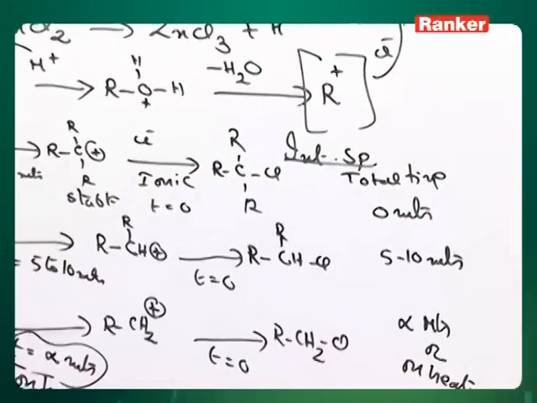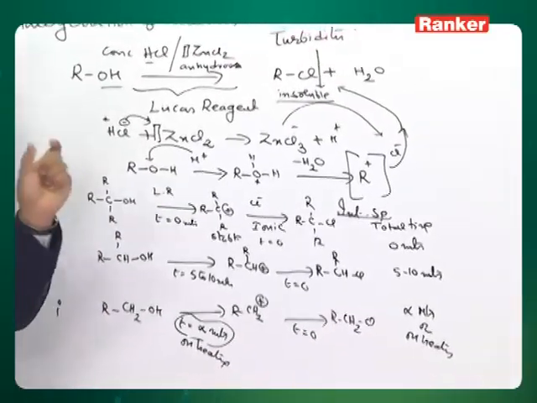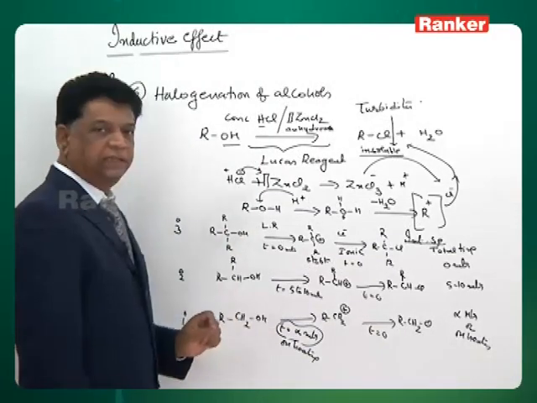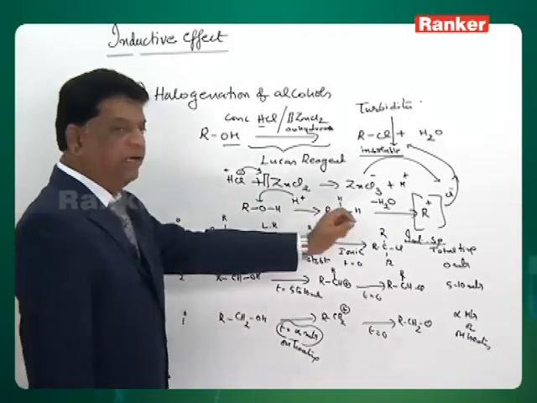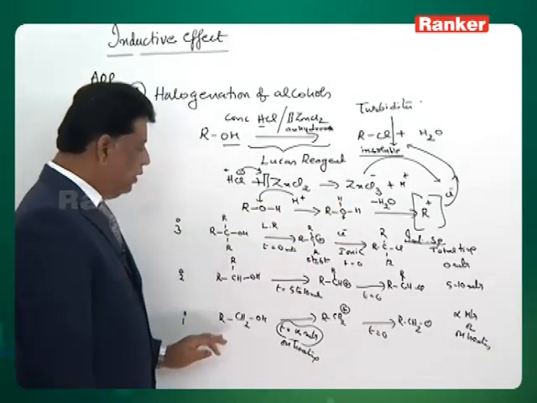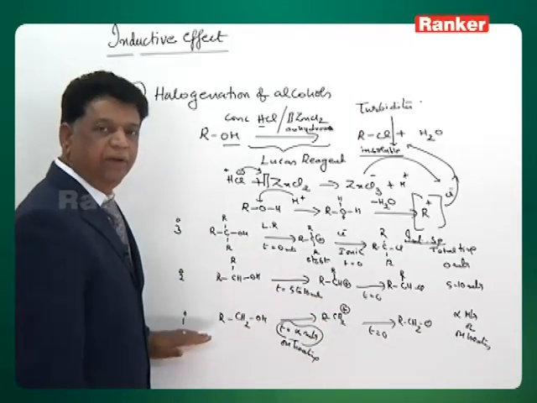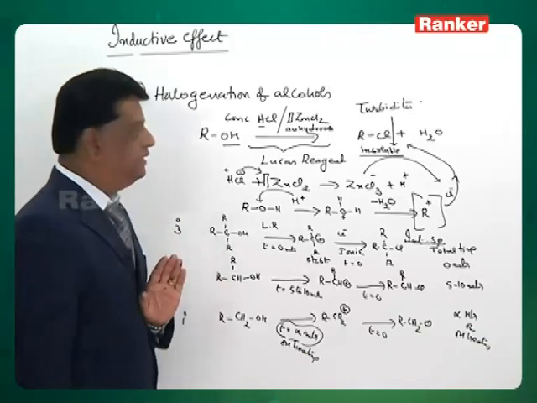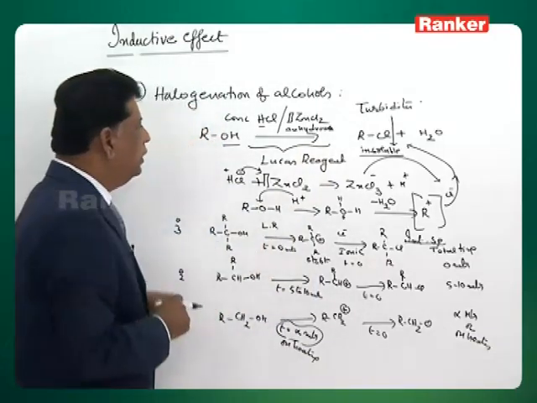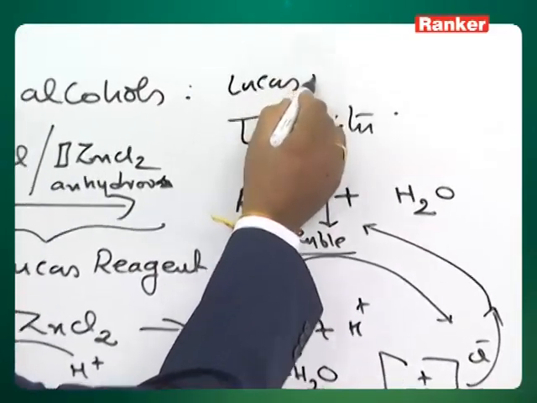Now, beautifully, you can implement this concept on 3 different flasks or 3 test tubes having 3 different types of alcohols. Add Lucas reagent to all of them. If you get it without any time, it is tertiary. After 5 to 10 minutes, it is secondary. No reaction on waiting, and only heating gives the reaction, it is primary. So, you can differentiate the alcohols in fact. So, the halogenation of alcohols has one beautiful concept using the Lucas reagent.